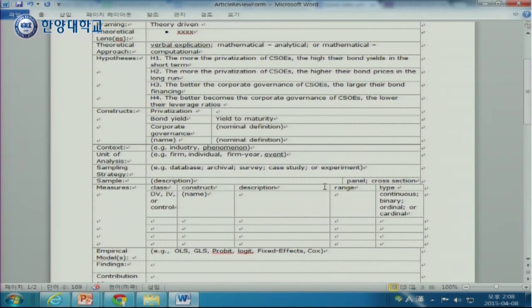Range: if privatization is one binary variable, it is between 0 and 1. If it is a continuous variable, fraction sold, it is between 0 and 1, continuous from 0% to 100%. For yield, the range is just from minus infinity to plus infinity, theoretically possible. Yeah, so. Any other questions?